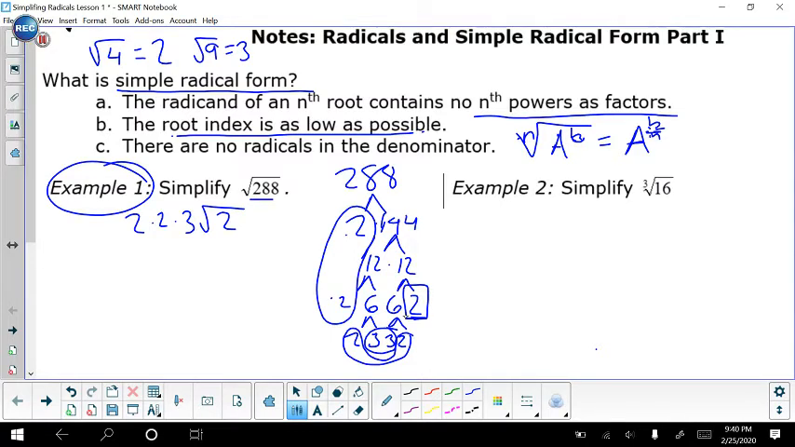So we're going to go ahead and simplify. So we're going to end up with 2 times 2, which is 4, 4 times 3, which gives us 12 square root 2. And we're done. That's our final answer, our final simplified radical there. Okay, and there's nothing else to simplify.